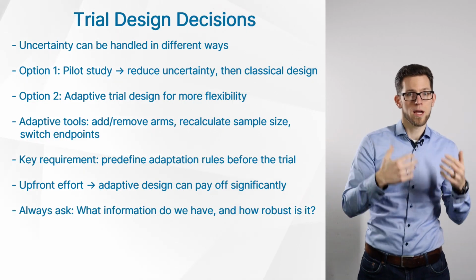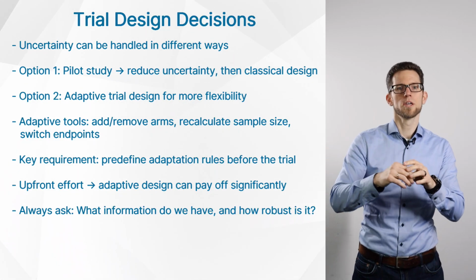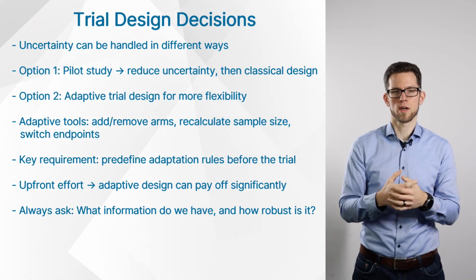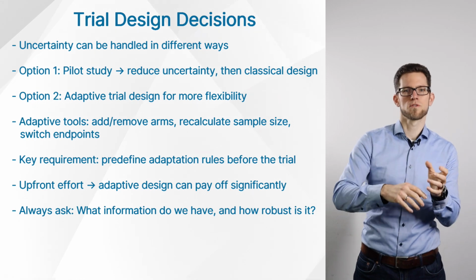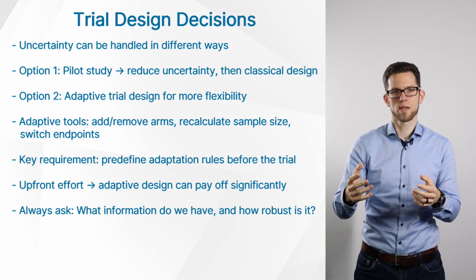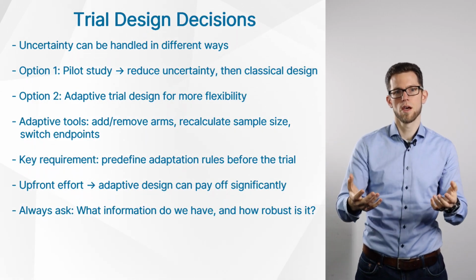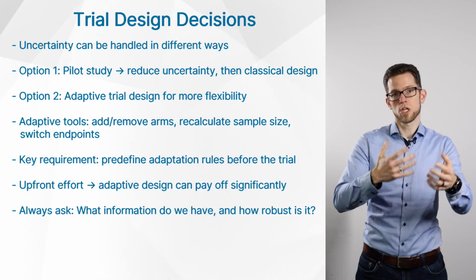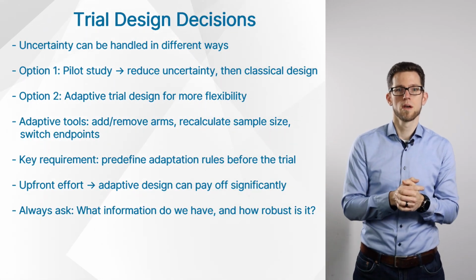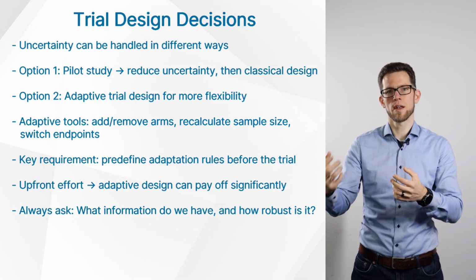You can run a pilot project to reduce these uncertainties and then still go with a classical design, or you can be more fluid in those approaches, and that's when you leverage adaptive trial designs. And that goes from adding or removing arms, recalculating the sample sizes, or even switching endpoints. You need to predefine certain conditions that have to be met for you to change your trial, adding arms, removing arms, for example.